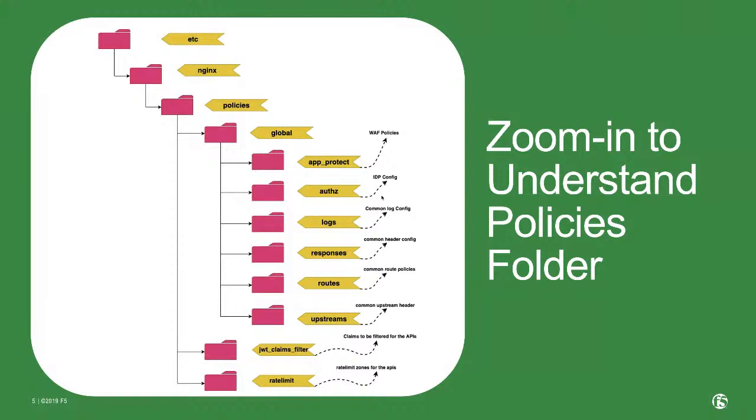The JWT claims filter is an important one as well. Once the claim is asserted and the JWT is verified by NGINX, this JWT claim filter will filter those claims out of the tokens. We will see that in detail in a few minutes. Rate limit is an exciting one where you can protect your upstream services by configuring how many requests it should take within a given minute or a given second, so that you can protect your upstream service.